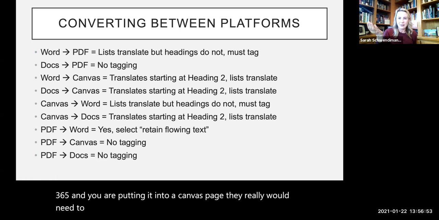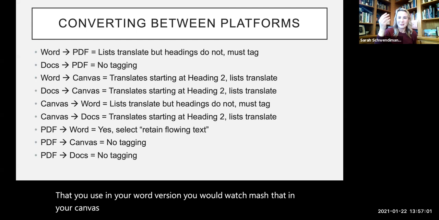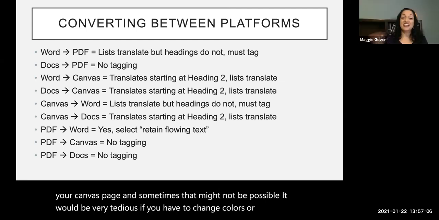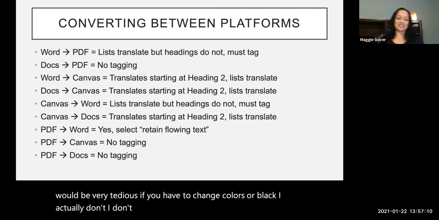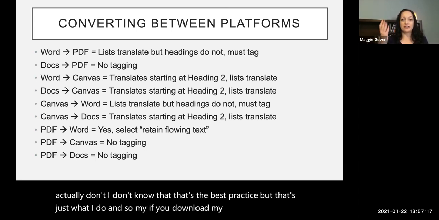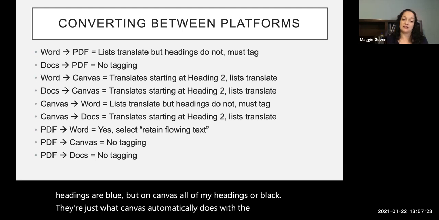So an interesting theme choice that you use in your Word version, you would want to match that in your Canvas page. And sometimes that might not be possible, or it would be very tedious if you have to change colors or the like. I actually don't. I don't know that that's a best practice, but that's just what I do. So if you download my syllabus, most of the headings are blue, but on Canvas, all of my headings are black. They're just what Canvas automatically does with the headings and the heading sizes and everything like that.